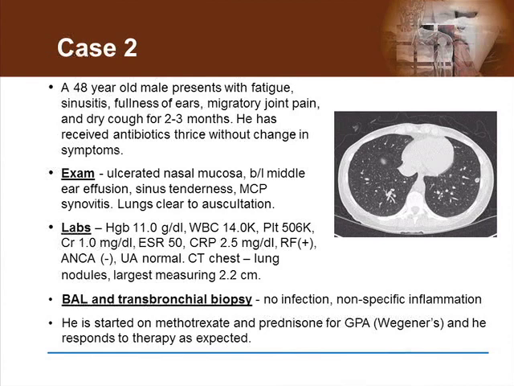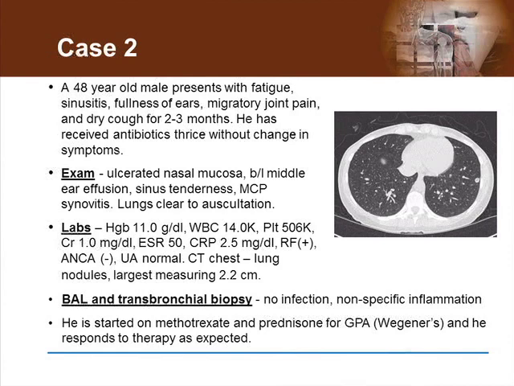Labs show that he has an anemia with a hemoglobin of 11, leukocytosis, thrombocytosis, elevated ESR and CRP, a positive rheumatoid factor, negative ANCA serology, and a normal creatinine and urinalysis. His CAT scan of the chest shows lung nodules, as shown here on the left lung, the largest measuring 2.2 centimeters. A bronchoalveolar lavage and transbronchial biopsy exclude infection, and he is started on treatment for presumed GPA with methotrexate and prednisone, and he responds to therapy as expected.